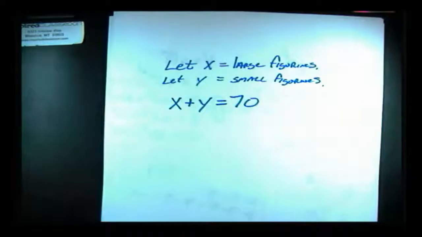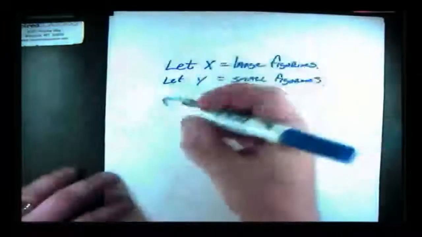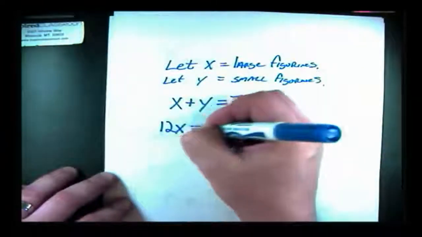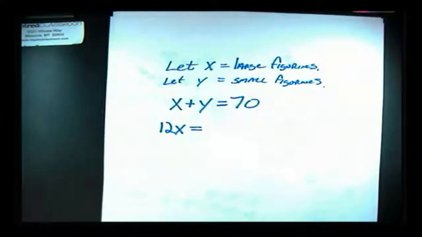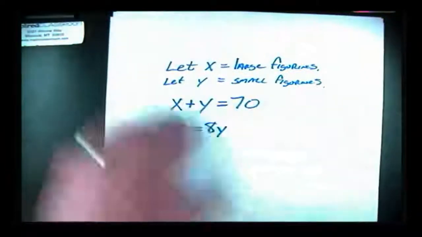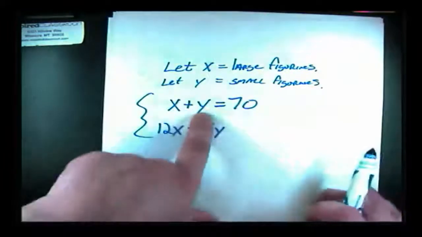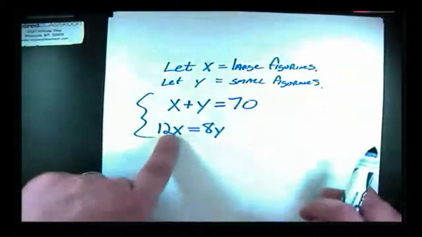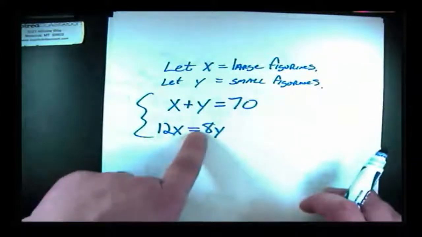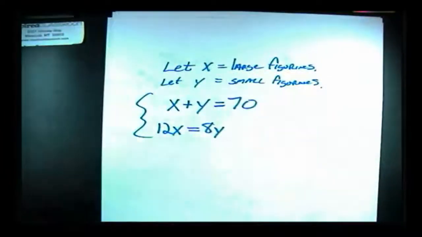Cami sold 70 figurines in two sizes. The large figurines sold for $12 each, so 12x has to equal, and the small figurines sold for $8 each. The amount of money received from the sales of the large figurines was equal to the amount of money she got from the small figurines. So here's our system of equations. We have the amount of large figurines plus the amount of small figurines, and it equals 70. And then we have the price paid for the large figurines, and it's got to equal the price paid for the small figurines.